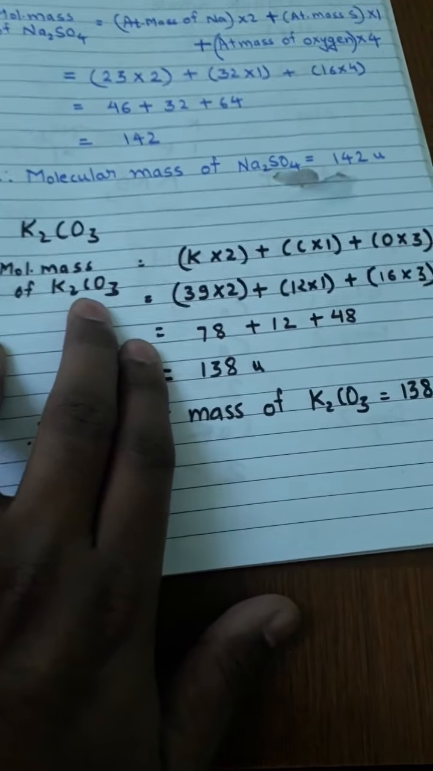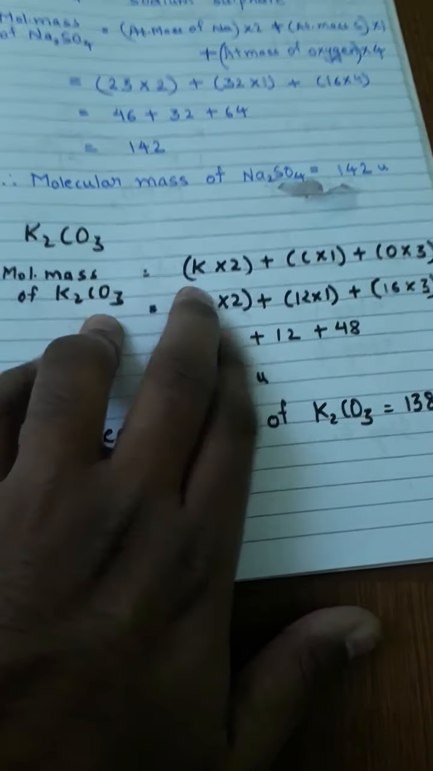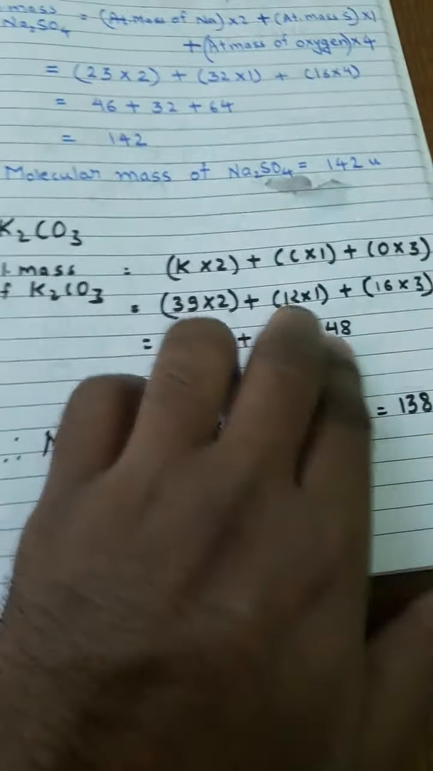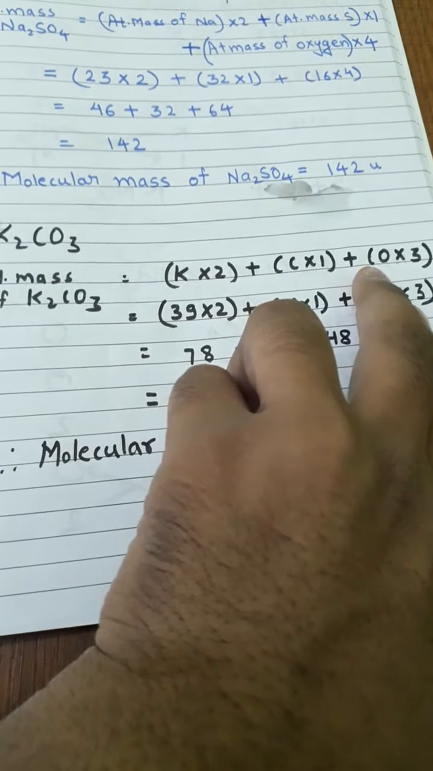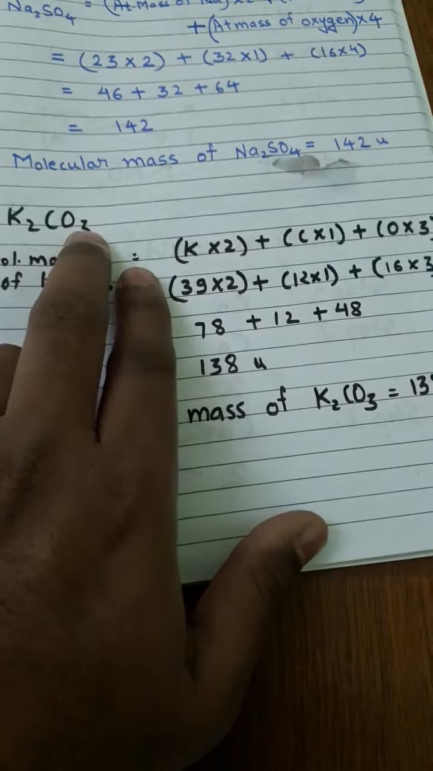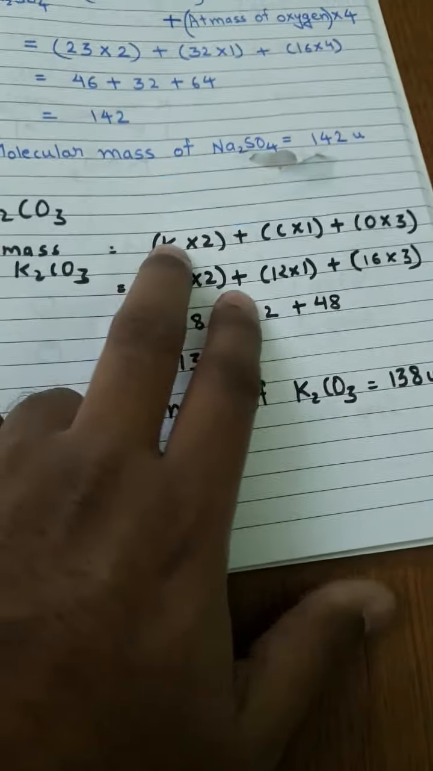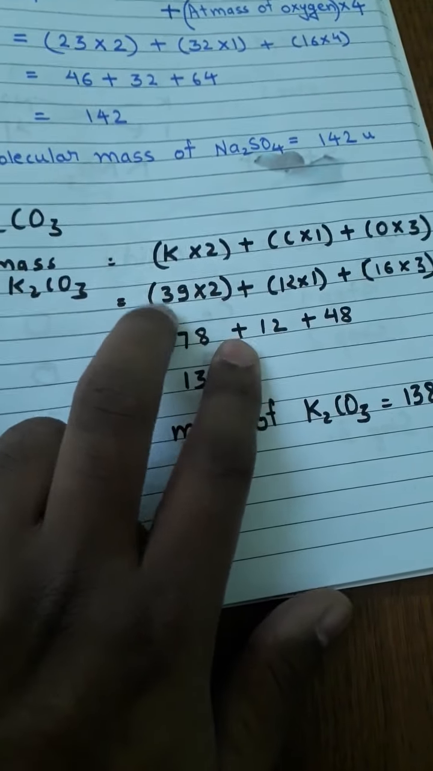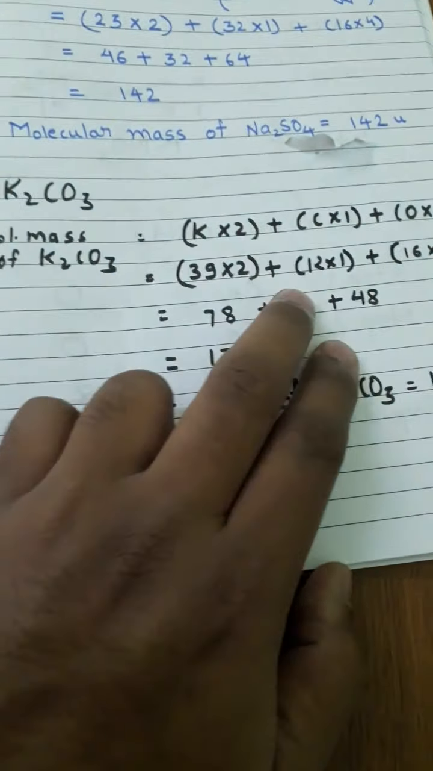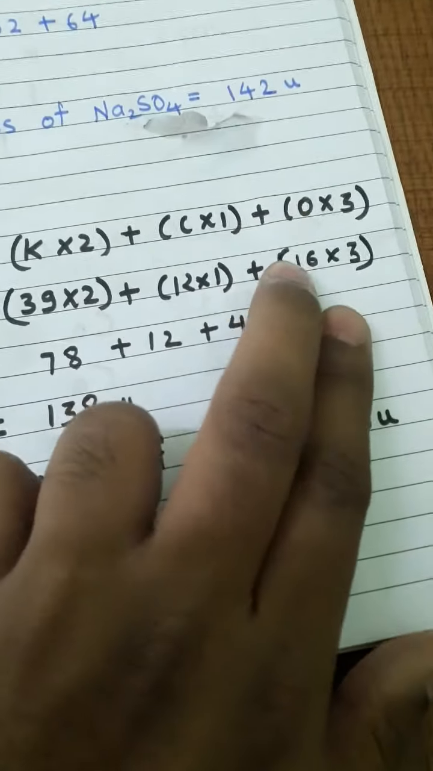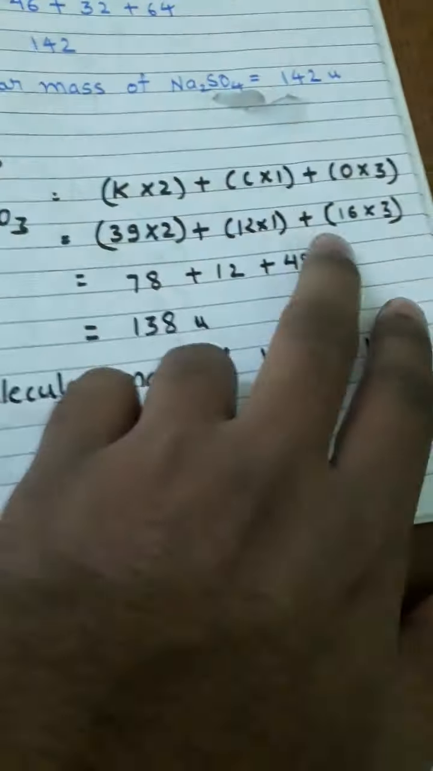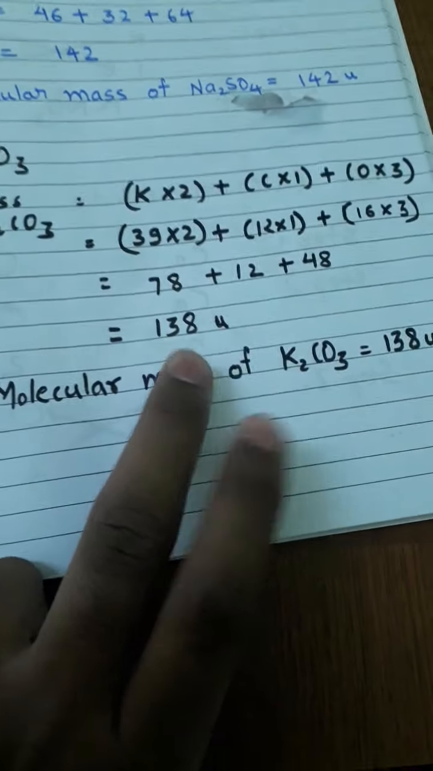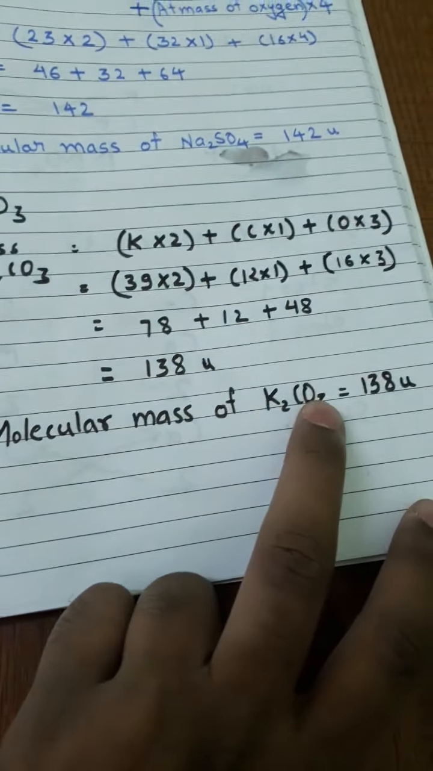Let us see another example. K2CO3. Molecular mass of K2CO3 is equal to, simply you can write K into 2 because 2 potassiums are there. Then carbon is single, so C into 1, plus O into 3, as 3 oxygens are there. So simply put the values of atomic masses here. Atomic mass of potassium is 39, atomic mass of carbon is 12 and atomic mass of oxygen is 16. Now by doing all this calculation you will get the answer as 138 units.